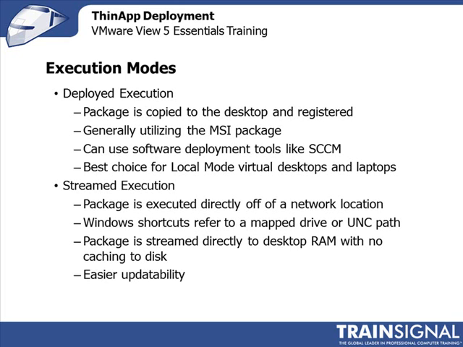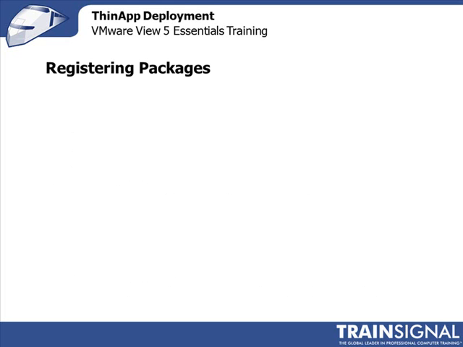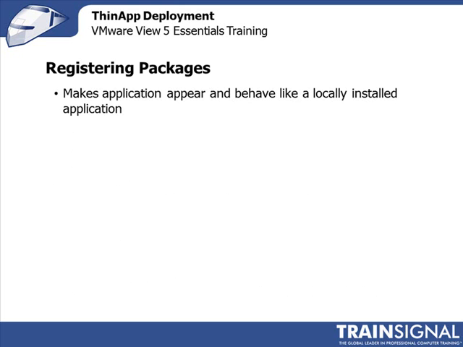The streamed execution model definitely provides for better updatability. When using the deployed execution model, you have the option of using AppSync to keep those packages up to date. With the streamed execution model, you can simply replace the package out on the network, and every user will get the latest version the next time they execute the package. Using a typical hosted View desktop, or for desktops that exist on your LAN, streamed execution mode is definitely the better choice.